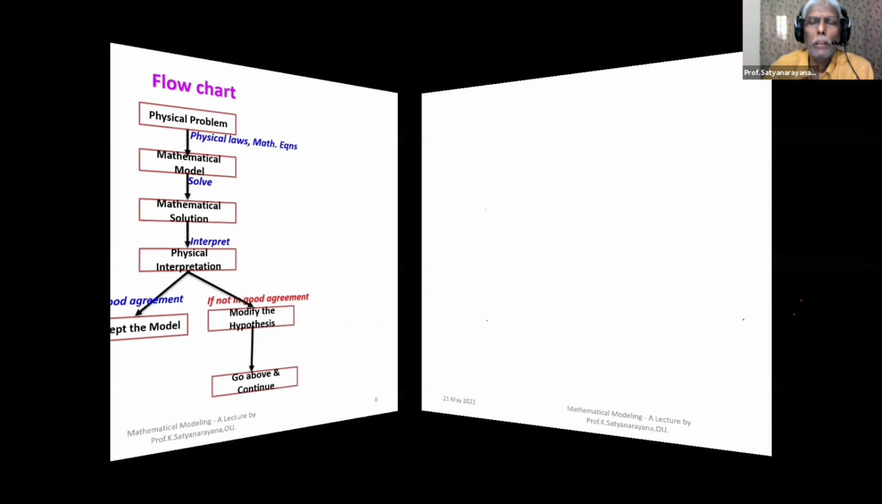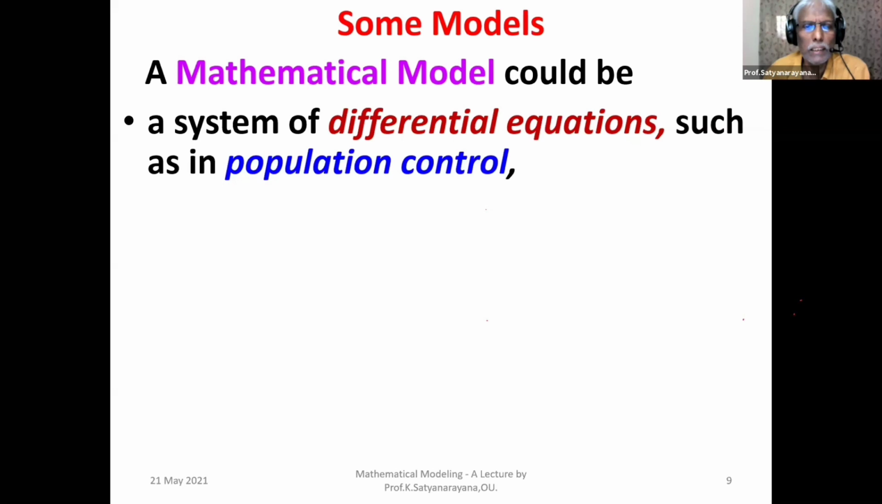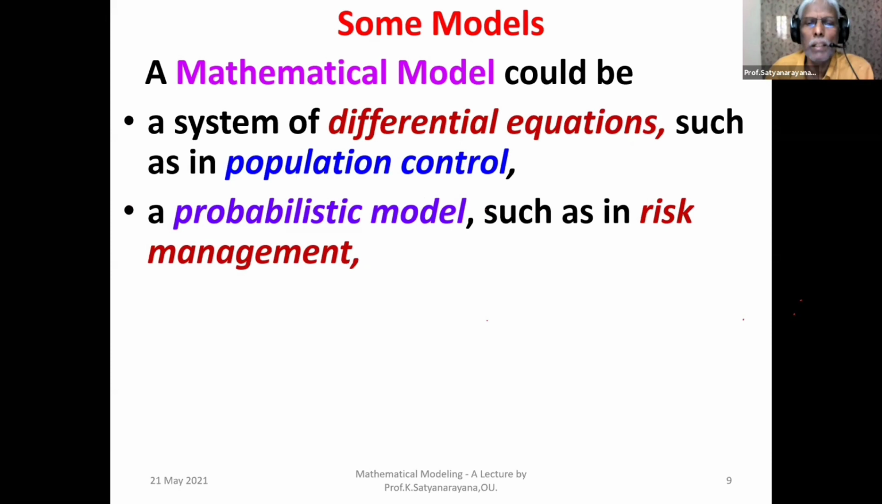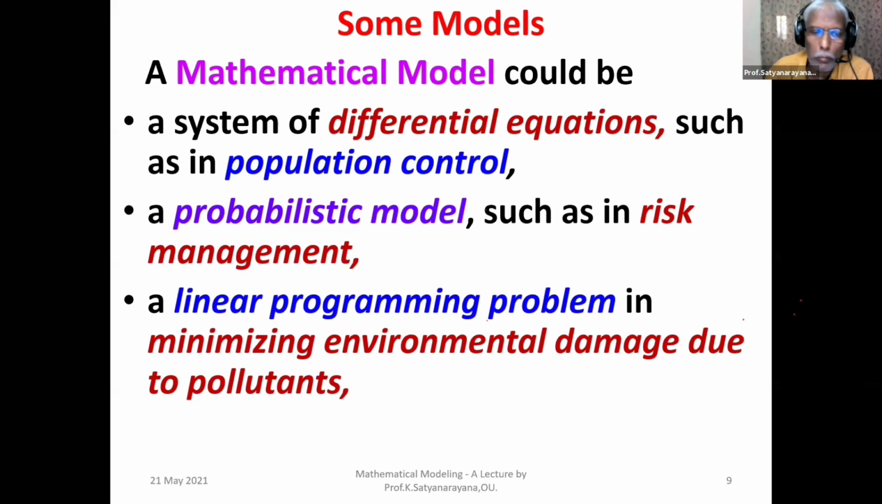Some models, I will tell you. A mathematical model could be a system of differential equations, such as in population control. While modeling the population, people use differential equations. Or a probabilistic model, such as in risk management, where we will use probabilities. A linear programming model in minimizing environmental damage due to pollutants. Your model can be anything, and many others.